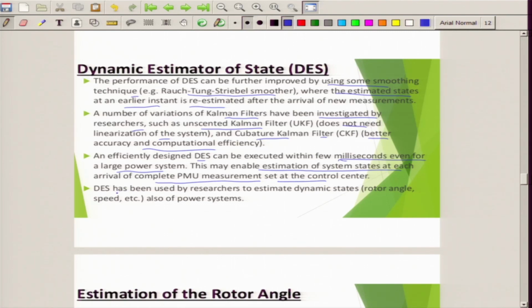So the dynamic estimator of states has been used by researchers to estimate dynamic states, that means rotor angle, speed, etc., of power systems. Rotor angle and speed are important parameters when we speak about transient stability. These stability aspects are very important, especially when we speak about the incorporation of multiple renewable energy sources, the system dynamics would increase a lot. So by using the dynamic estimator of states, possibly we could make out the requirement of a futuristic power system.